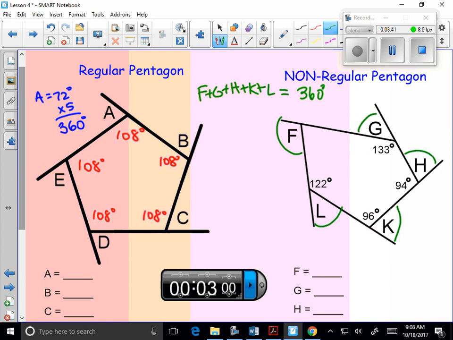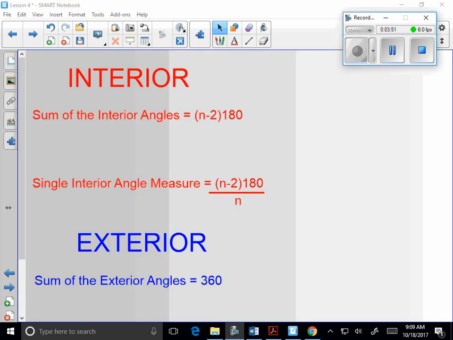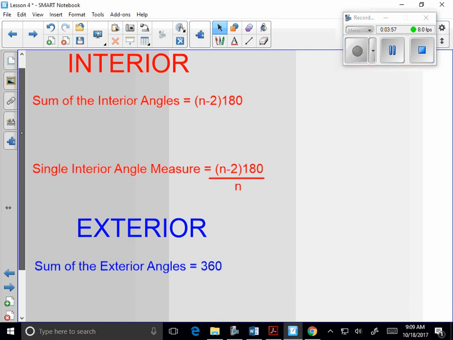And you know what? It's true for any shape. So any polygon, regardless of the number of sides, the exterior angles, these are all exterior angles, they will add to 360. All right, so from what we saw yesterday, the sum of the interior angles of any polygon we had to do a formula for, right?